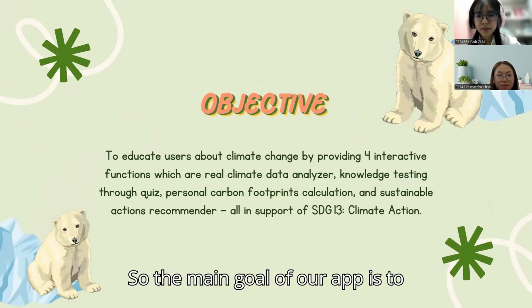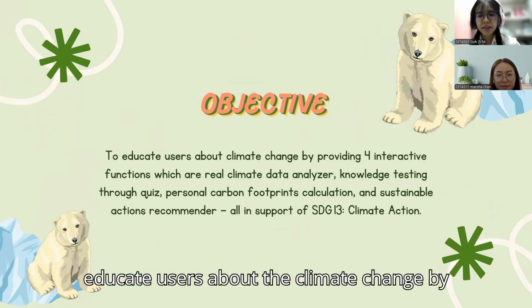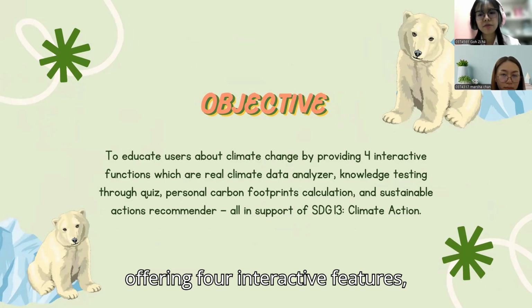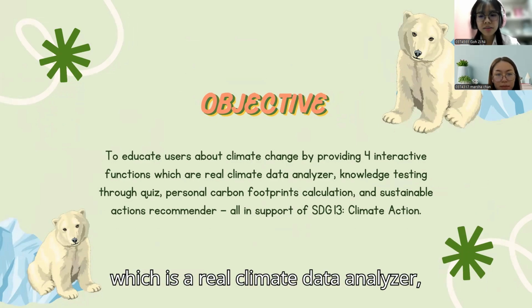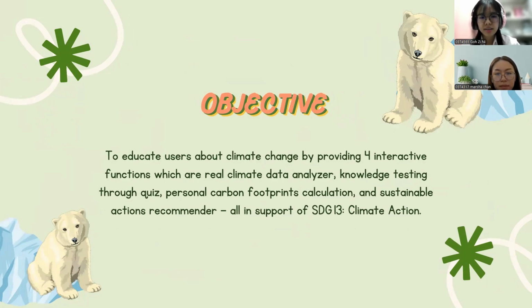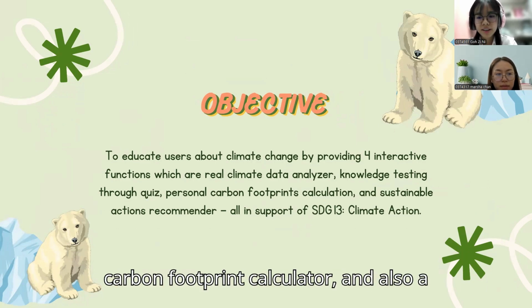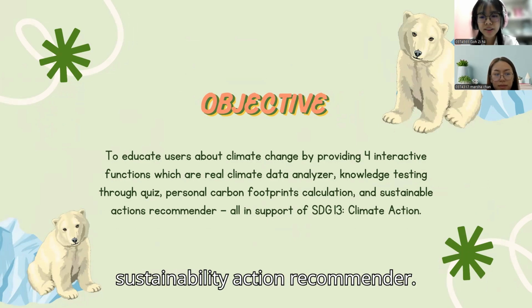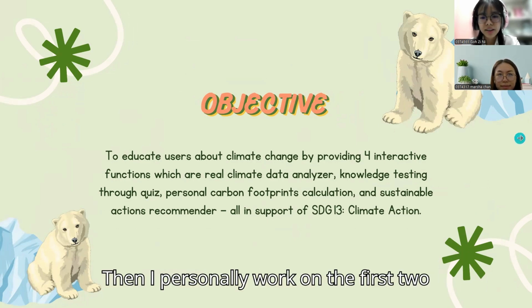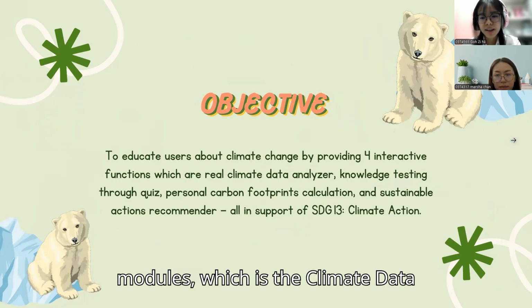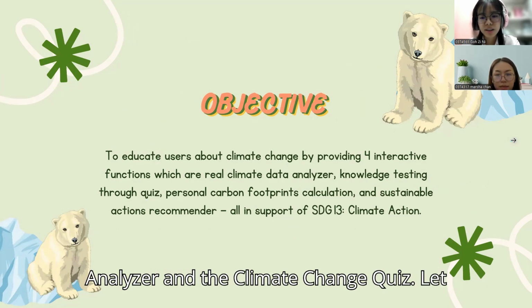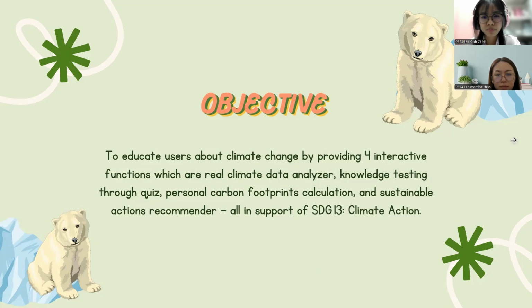So, the main goal of our app is to educate users about climate change by offering four interactive features, which are a real climate data analyzer, a climate knowledge quiz, a personal carbon footprint calculator, and also a sustainability action recommender. I personally work on the first two modules, which are the climate data analyzer and the climate change quiz. Let me walk you through both.